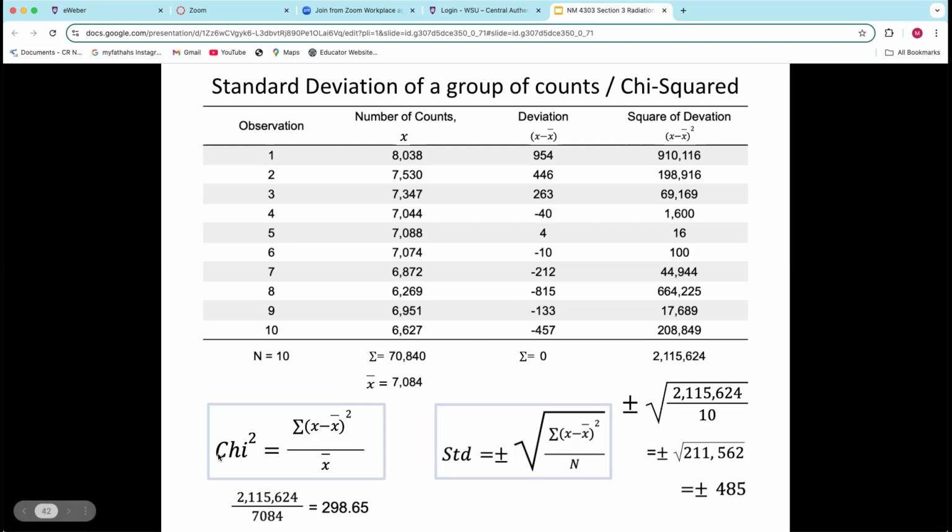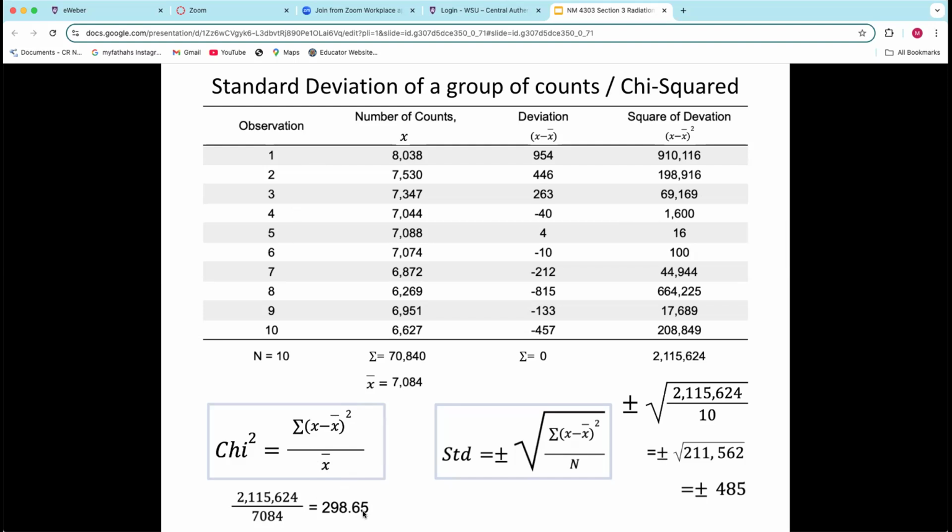Essentially, chi-squared is the summation of the number of counts minus the deviation, squared, all over the mean. So the deviation is the mean, right? Again, don't worry about this. You're not going to have to calculate it. But I took this data and put it through chi-squared, and I got this number of 298.65.